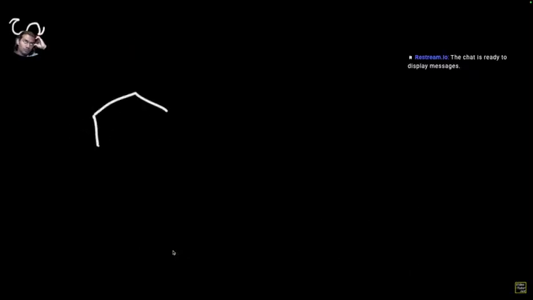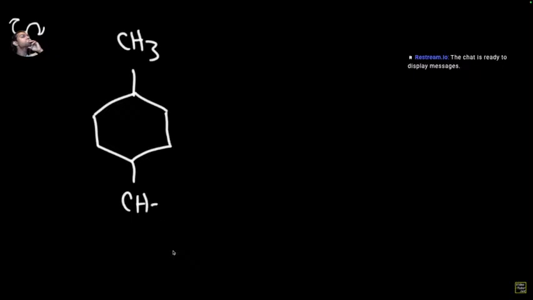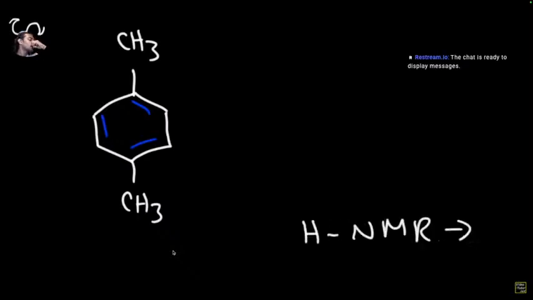Now let's work on para-xylene as an example. And we're going to focus on both H-NMR and C-NMR. So how many H-NMR signals should we get for this molecule? So let's identify all of the hydrogen atoms first.